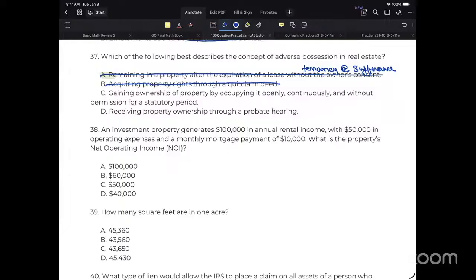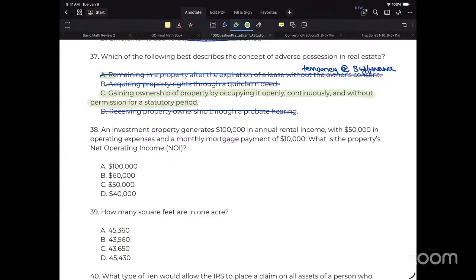But let's eliminate D, receiving property ownership through a probate hearing. Nope. Has nothing to do with probate hearings. We know adverse possession, you have to prove it. Was your use open, continuous, exclusive, adverse, notorious? And you have to do it for a certain amount of time. Each state has a different amount of years. So our answer is most definitely C, right there. All right. Woohoo.